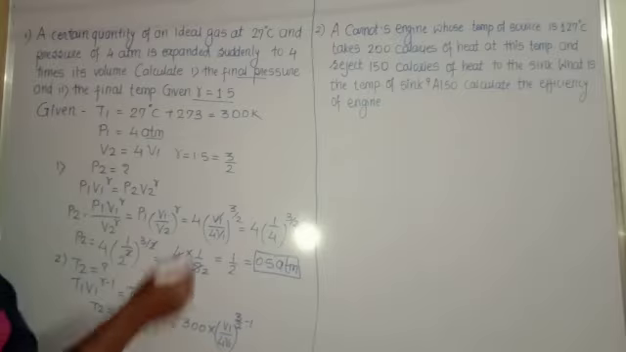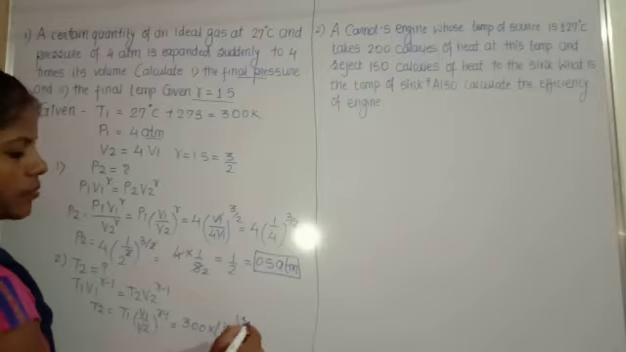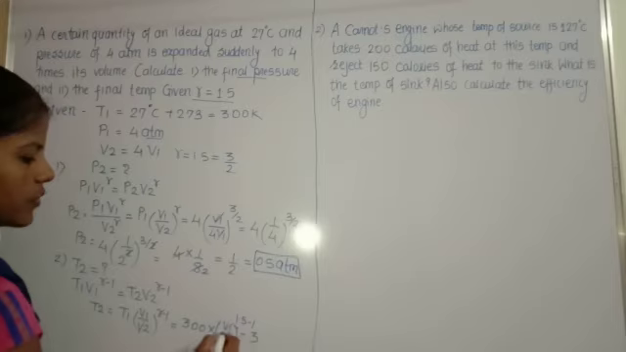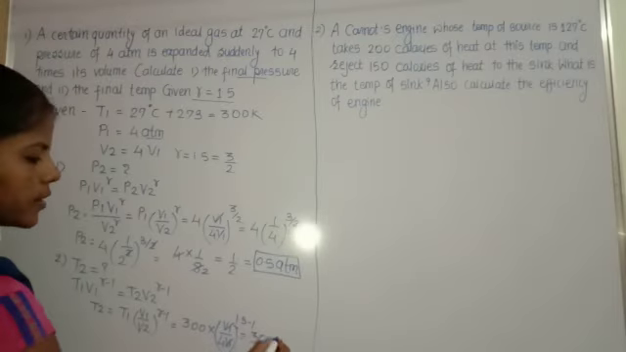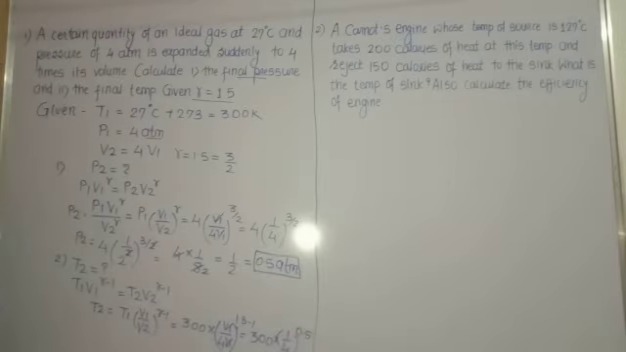Okay, or we can write 1.5 minus 1 here. So we get V1 cancelled, 300 multiplied by 1 by 4 to the power 1.5 minus 1, that is 0.5. 300 multiplied by 1 by 4 means 1 by 2 squared, to the power 0.5, means 1 by 2.